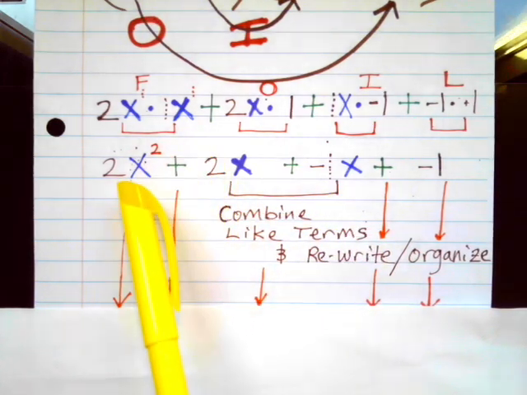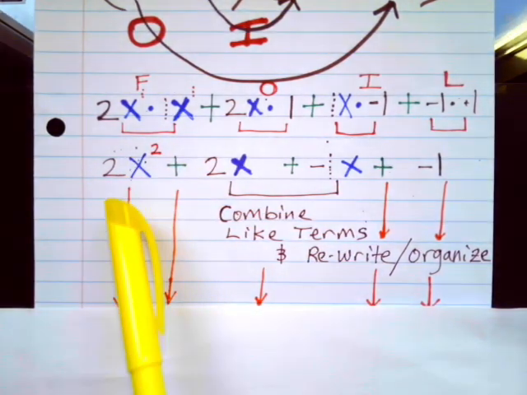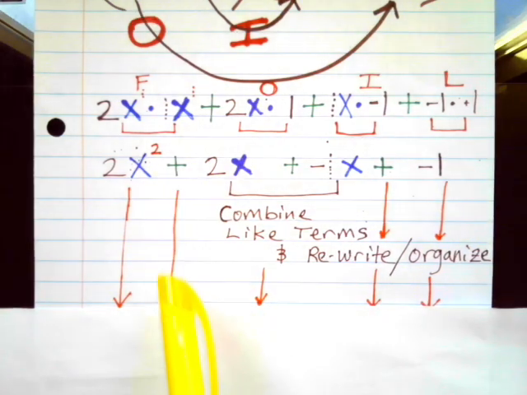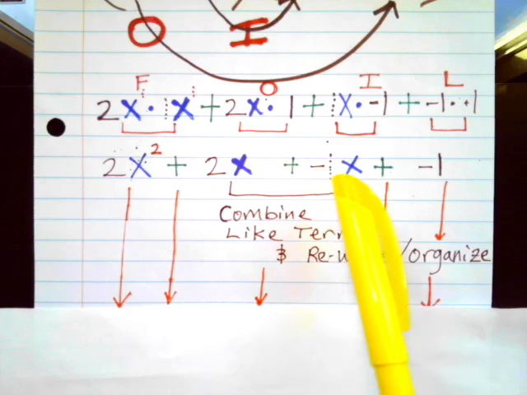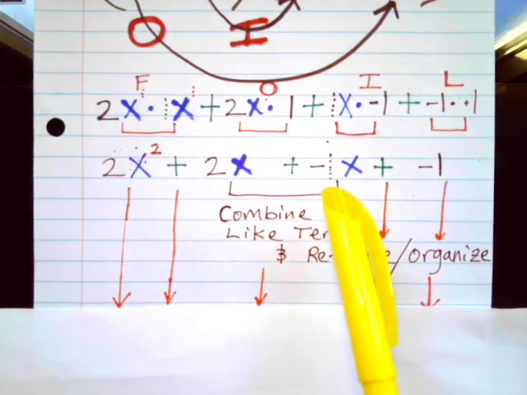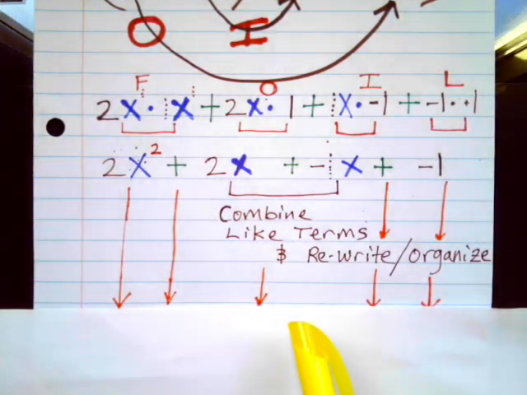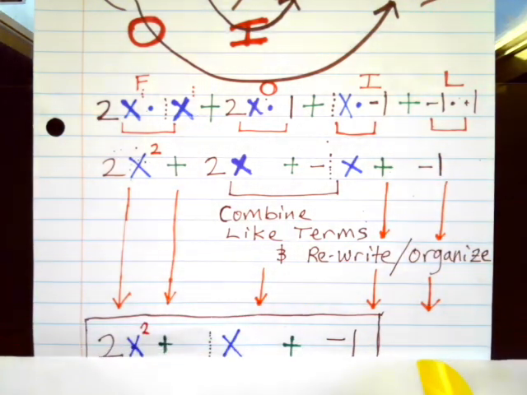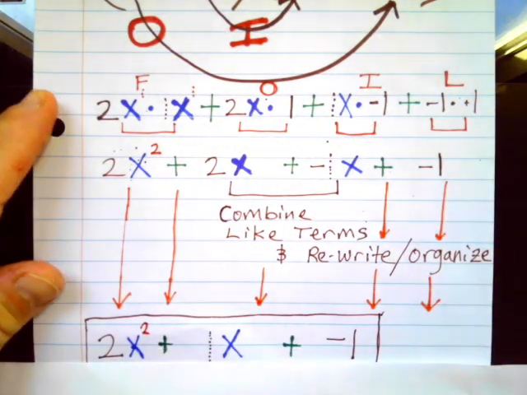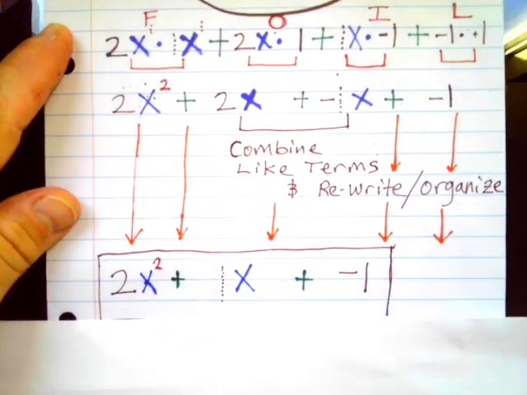Now there are no other x squared terms, so I'm just going to bring this down and rewrite it. I bring down my plus sign. I'm going to combine like terms. 2x plus a negative 1x, or 2 minus 1, is 1x. Bring down my plus. There's no other whole numbers. I bring that down. I have completed my FOIL.